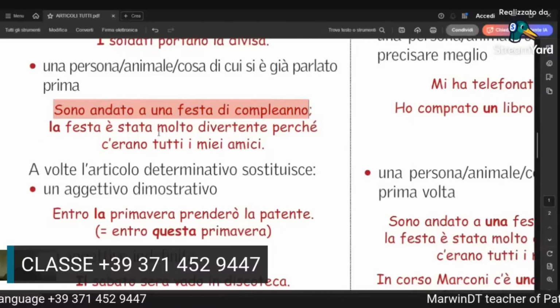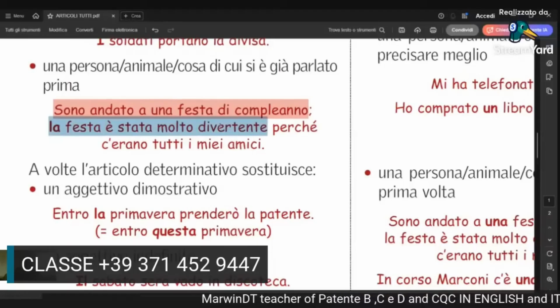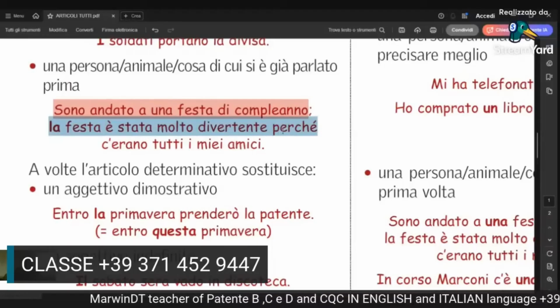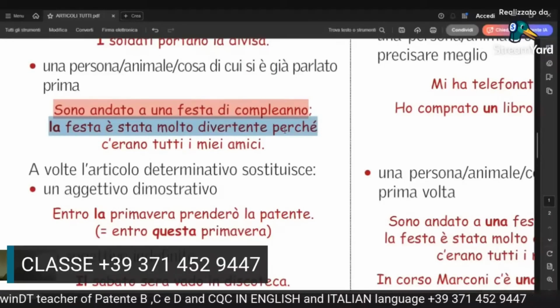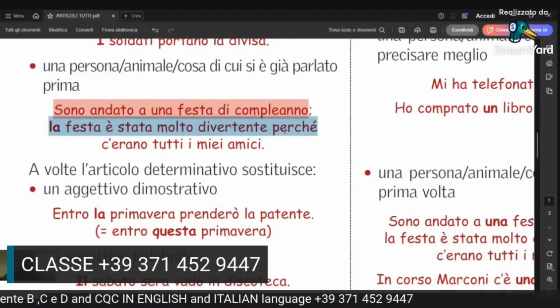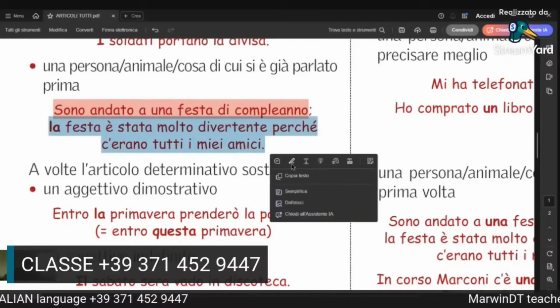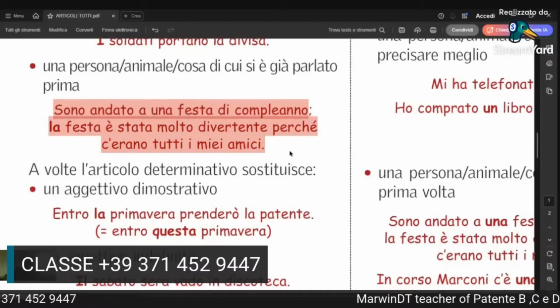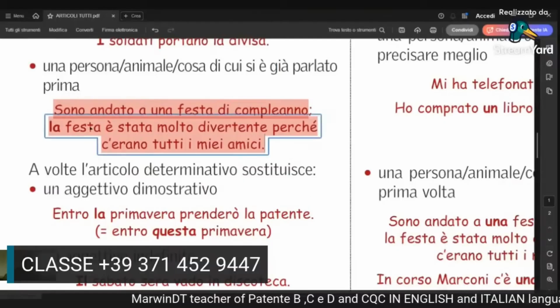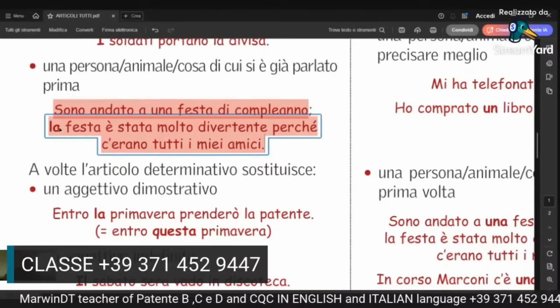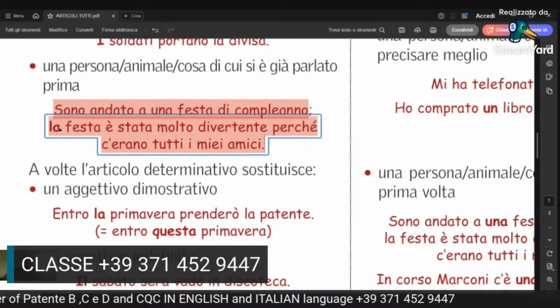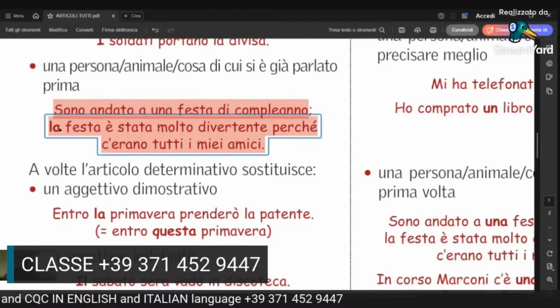La festa è stata molto divertente. The party, which is la, the article, was very joyful. Molto divertente, very joyful. Perché c'erano tutti i miei amici. Because all my friends were present or were there. Very good. So, la is the article being used to talk about something that we have knowledge of.